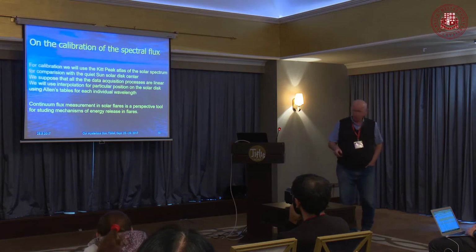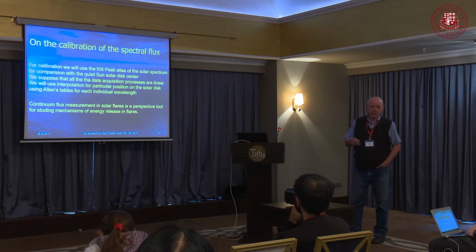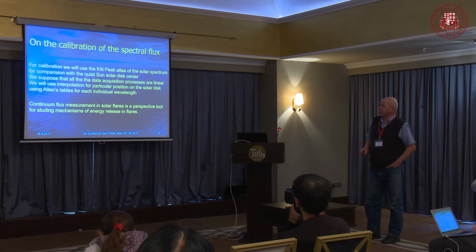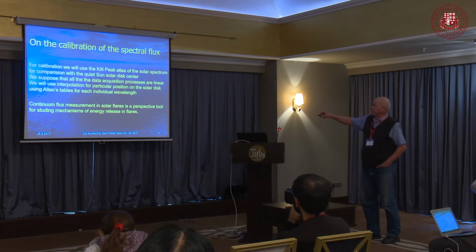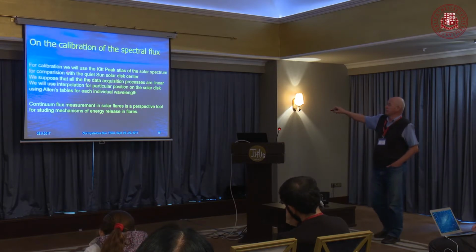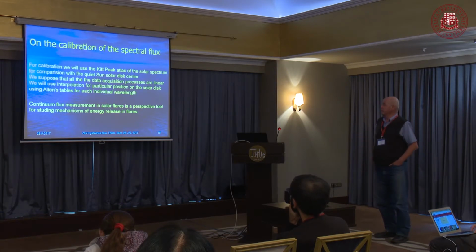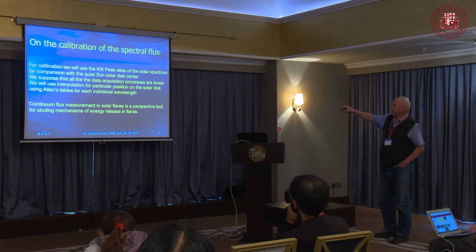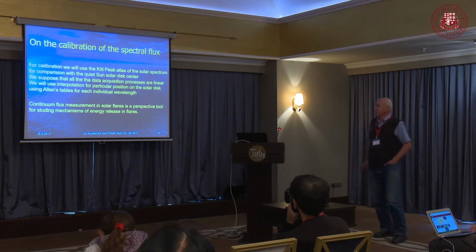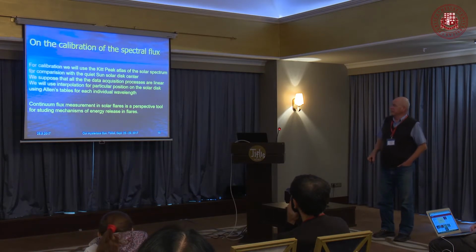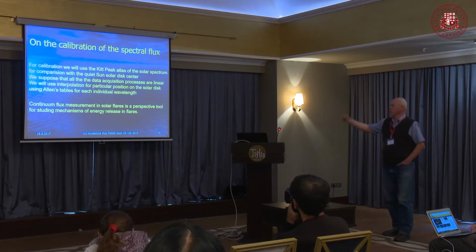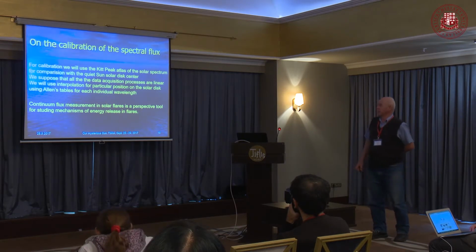So now what we are going to do is not only have the relative calibration, but also have at each time of the measurement the absolute calibration. So we use the atlas of the spectrum to compare the quiet solar disk with our measurements. And we suppose that all the data acquisition in process are linear for each wavelength. So we will use interpolation for a particular position on the solar disk, and we also use lookup tables for each individual wavelength and position on the sun.